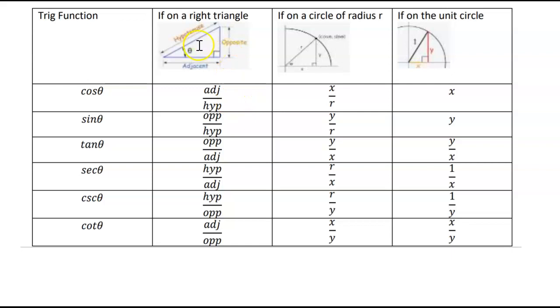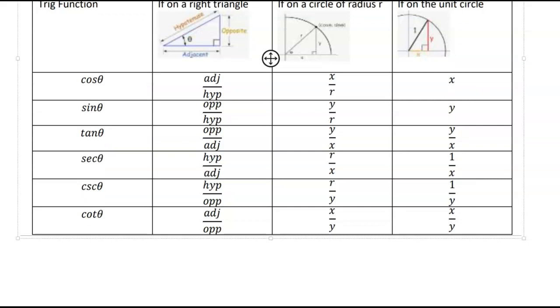But the idea is, what if you're not on a triangle? What if you're on a circle instead? Or what if you're being asked questions that pertain to the unit circle? So I'm going to do a few problems where I show you, based on what's given, how I decide which formula to use. So without further ado, there may be a little bit of scrolling up and down here.